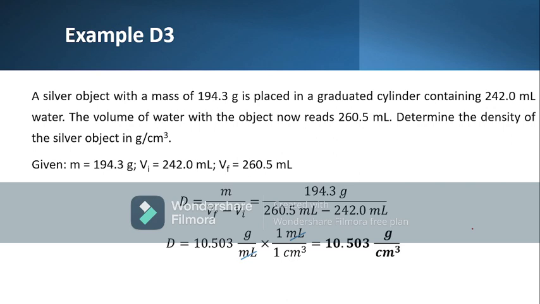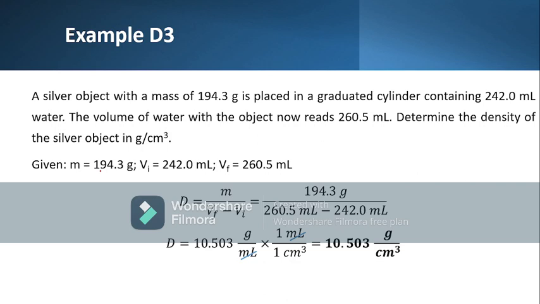A silver object with a mass of 194.3 grams is placed in a graduated cylinder containing 242 ml of water. The volume of the water with the object now reads 260.5 ml. So, from 242, it increased to 260.5 ml, so there is a displacement of water. Determine the density of the silver object in gram per cubic centimeter. So, the mass is 194.3 grams.